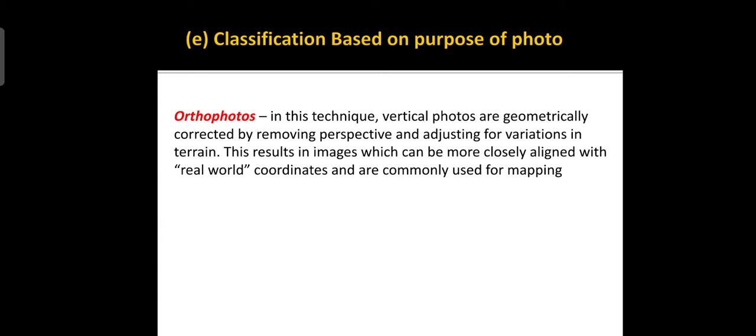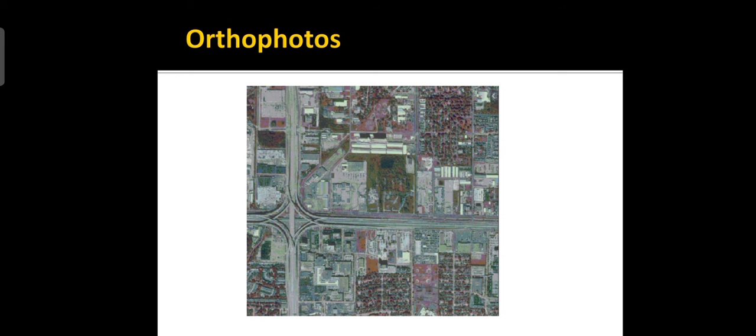That is, there is very little difference between a map and an orthophoto. In this technique, vertical photos are geometrically corrected by removing perspective and adjusting for variations in the terrain. This results in an image which can be more closely aligned with real-world coordinates and is commonly used for mapping. Now, this is the orthophoto.